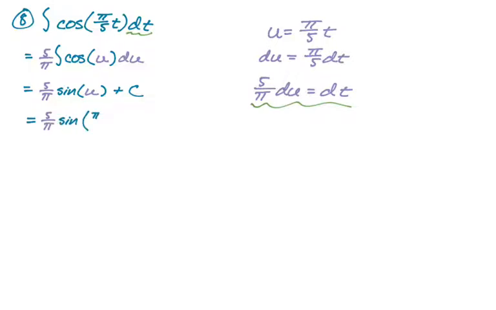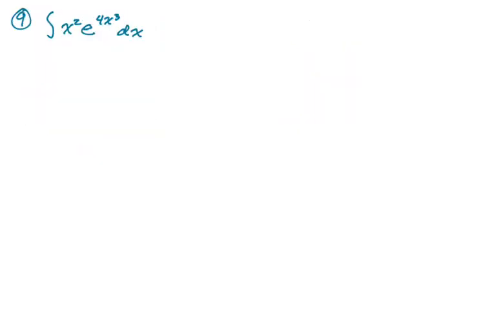And we get 5 over pi sine of pi over 5t plus c. There we go. All right, that one's maybe our, I don't want to say simplest. It wasn't simple, but the most straightforward one that we've done in a while. All right. Integral of x squared e to the 4x cubed dx.